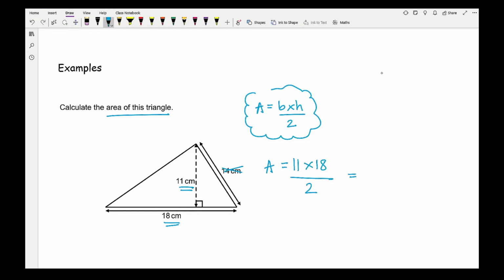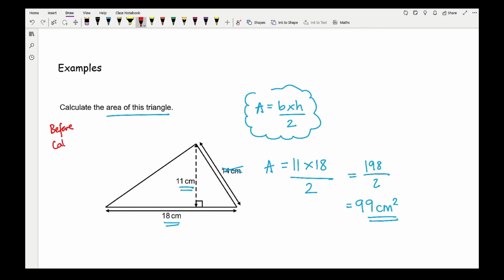So if I reach for my calculator and type in 11 times 18, which is 198, and then divide that by 2, I get an answer of 99. Now make sure that you're using the right units. Here we work with centimeters, so it's going to be centimeters squared. And there we go.